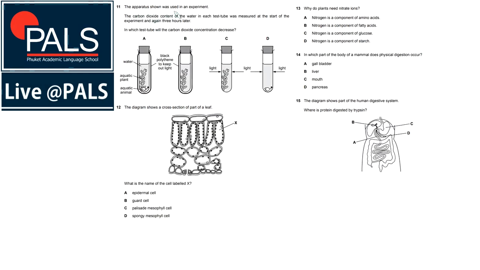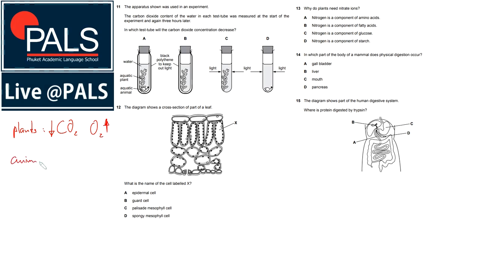11. The apparatus shown was used in an experiment. The carbon dioxide content of the water in each test tube was measured at the start of the experiment and again 3 hours later. In which test tube will the carbon dioxide concentration decrease? So first of all, we know that plants, when they are able to photosynthesize, they will absorb CO2, which means in the water it would go down and they would release oxygen, so it would go up in the water.